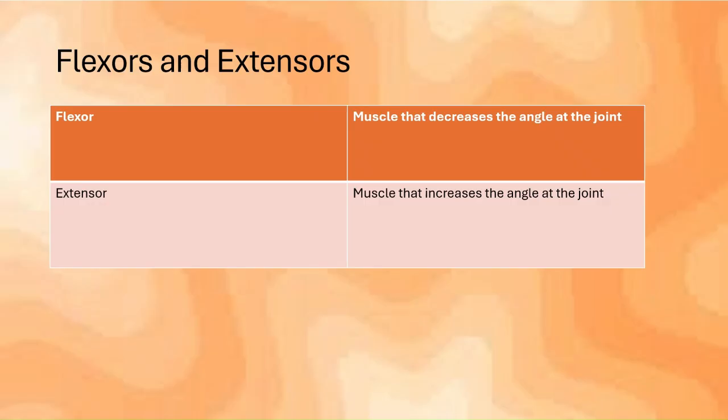We shall look at flexors and extensors. A flexor muscle bends a joint by decreasing the angle between bones. An extensor muscle straightens a joint by increasing the angle. Flexors and extensors always work antagonistically. During movement, one muscle contracts while the other relaxes. This coordination ensures smooth and controlled motion.